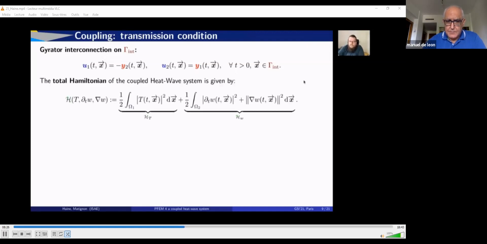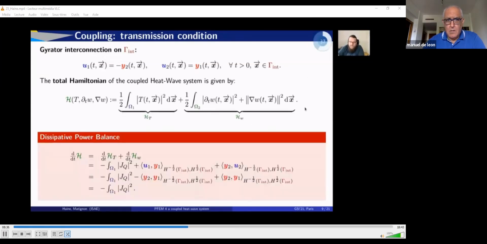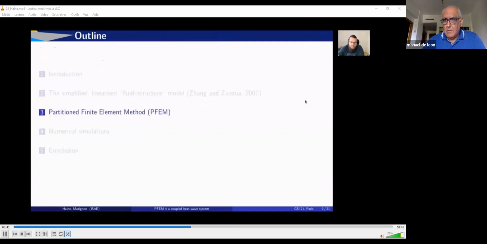So the total Hamiltonian is the sum of the two Hamiltonians, that is the one for the heat equation and the one for the wave equation. And the dissipative power balance is given by the heat flux on Gamma 1. Now we will discretize this system using the partitioned finite element method, which is structure preserving. So we will, on the one hand, discretize the heat equation, on the other hand, discretize the wave equation, and finally, discretize the Girard interconnection.